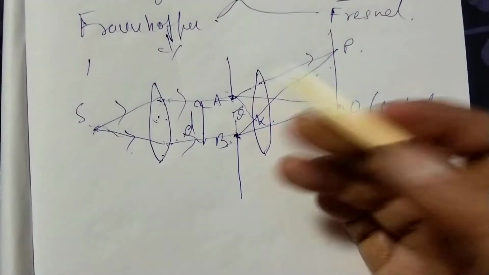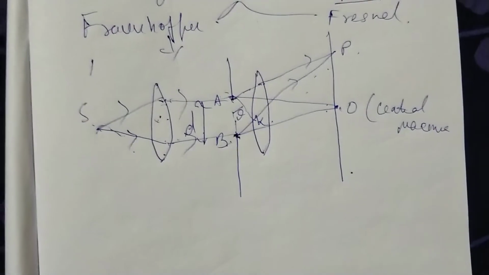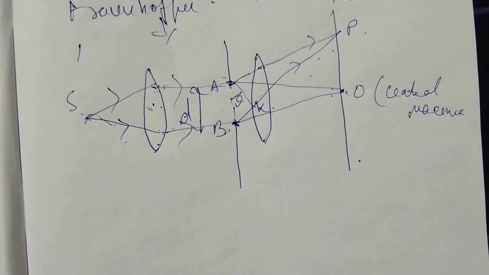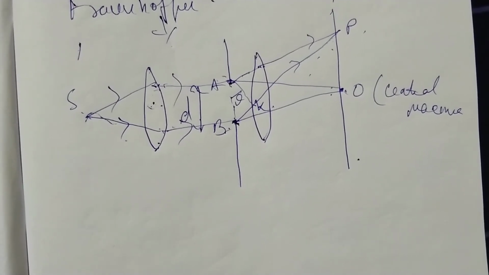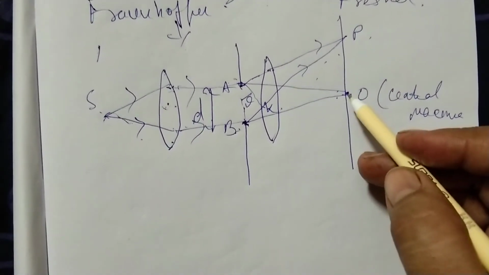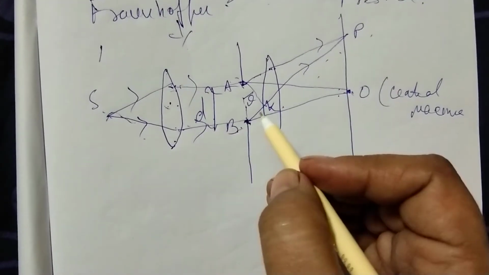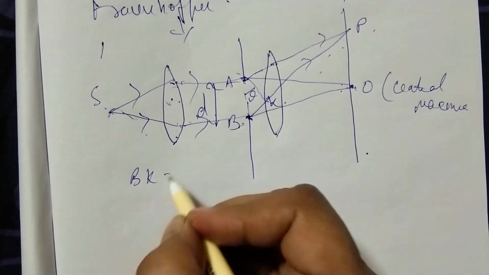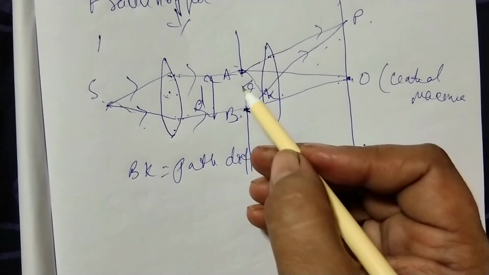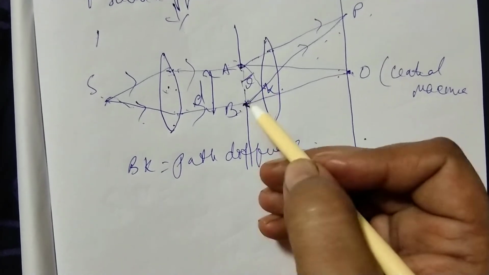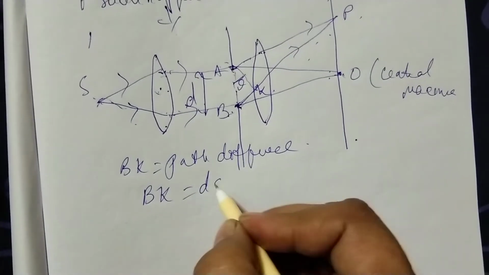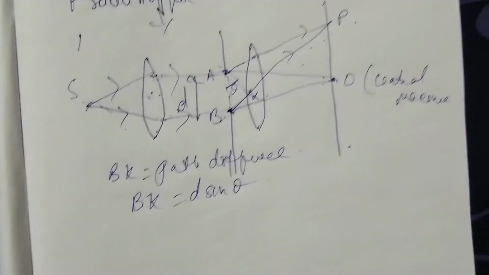According to Huygens' theory, the slit AB is made up of a large number of parts, and each part is a source of secondary wavelets, and all wavelets originating from the same part are in the same phase, and this is the reason this becomes the place of central maxima, brightness. Now we need to find this path difference BK. If it is theta, this is the perpendicular and this is the hypotenuse. So sin theta is perpendicular by hypotenuse, or BK is equal to d sin theta.